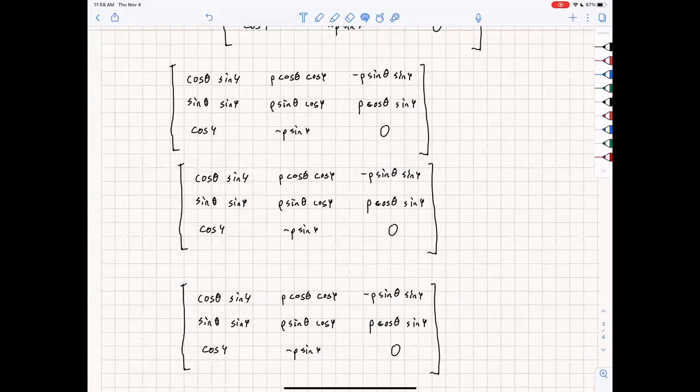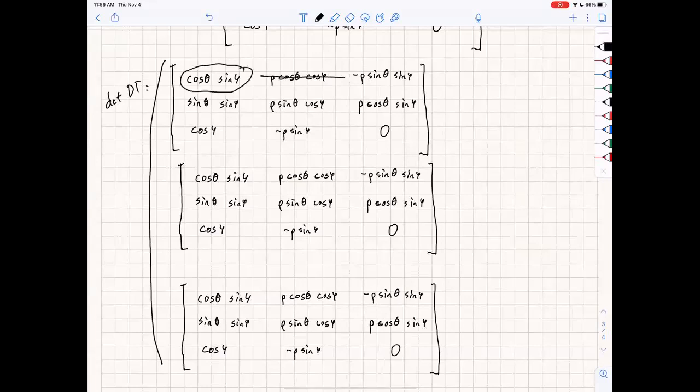So what do we do to take the determinant? Well, we take this guy. We have to do the usual bit. Take this guy, cross out, and take the determinant of this thing. Okay, we can do that.